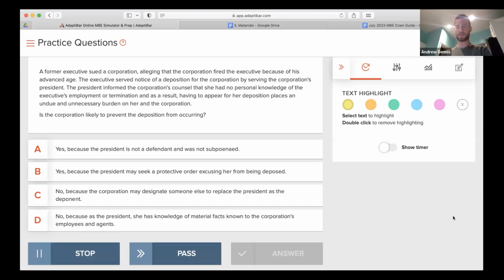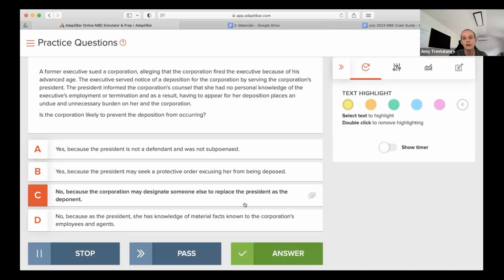All right, 60% participation. 72, let's go. Pretty diverse, as I suspected. Anyone feel confident about their answer here? I do. Go ahead. I picked C because this is a deposition of an organization under 30(b)(6). So the corporation can designate someone other than the president to represent them, and then they can prepare that person.